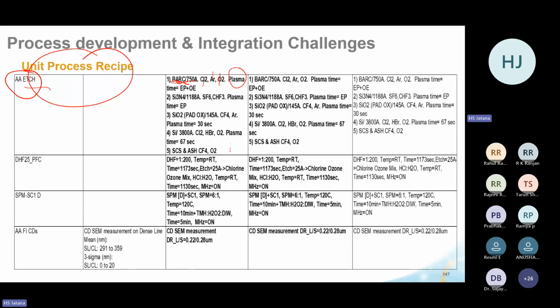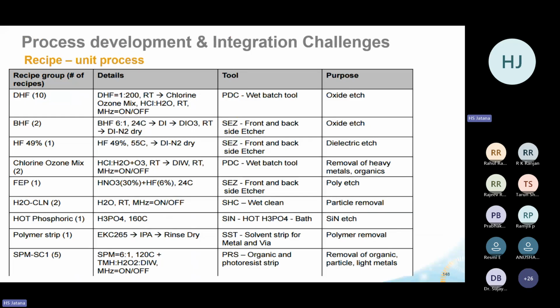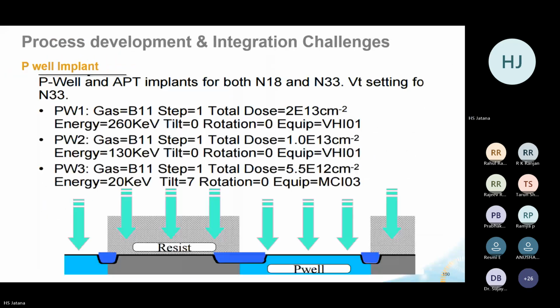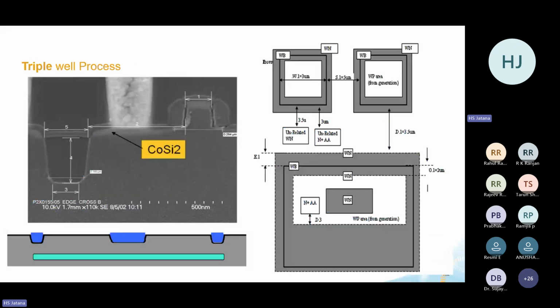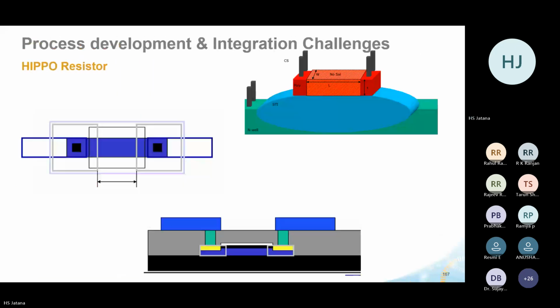So all this information will be there in the unit process. At what temperature you are doing, what is the plasma time, what are the gases, what are the flow rates of various gases, that also will be given in a unit process. And this is the technology IP. This is the secret of the technology which no company shares. So this is what I mean about a unit process. Okay, so I will leave all these process details.